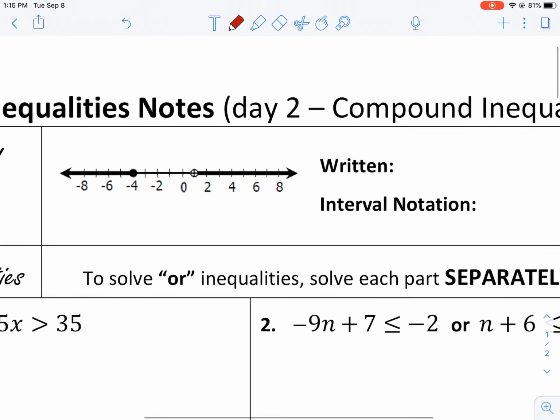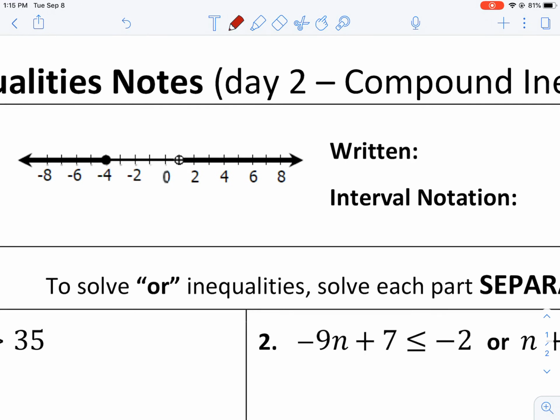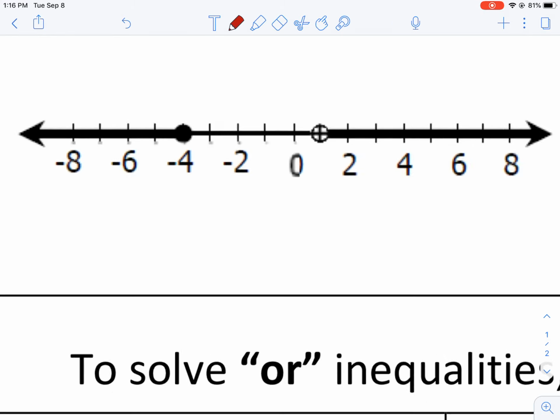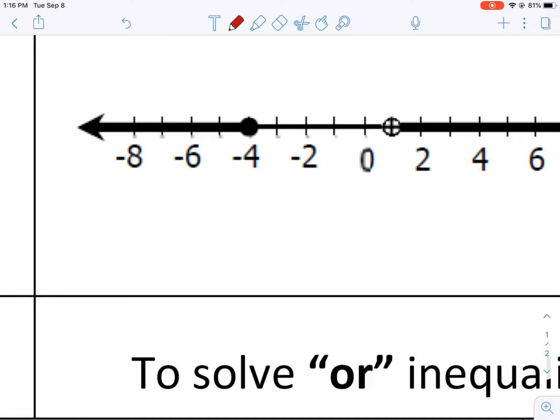So OR compound inequalities will look like this. If you look at your graph, what this is saying is you've got two inequalities on the same graph, so that's where compound comes from. If you think about compound words, taking two things and shoving them together. So how do we describe this? What does this look like? Well, what you do is you're going to look at each of your inequalities separately. So this is a dot at -4, and it's going to the left. So we're saying less than or equal to -4.